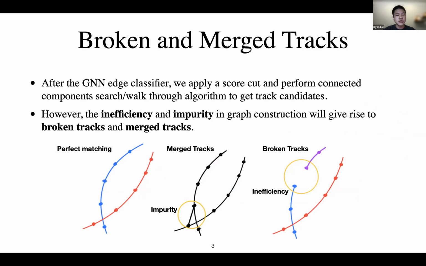However, such a pipeline is still not perfect. The inefficiency and impurity that come from the graph construction and purification steps lead to so-called merged tracks and broken tracks. As shown by the diagram below, perfect matching only occurs when all the true edges are found and all the fake edges are filtered out. However, if there's impurity, in other words false positive edges, then two tracks might be merged together. On the other hand, if there is inefficiency, this will give rise to broken tracks, which means that the trajectory of one particle was broken into more than one piece.